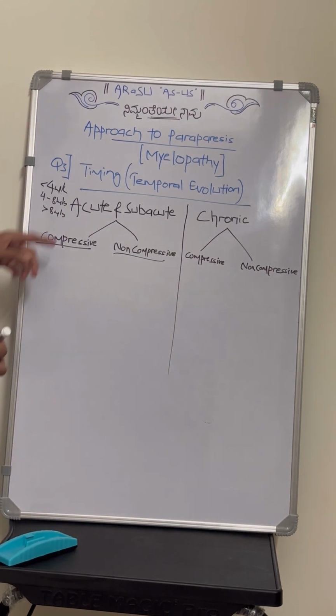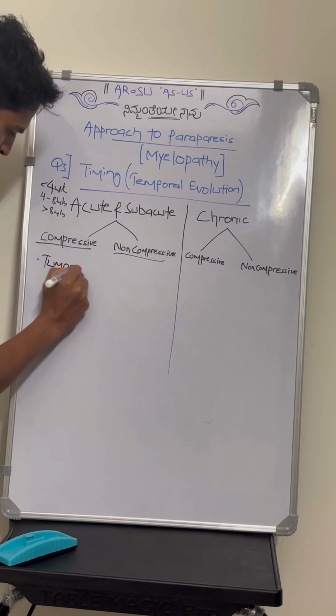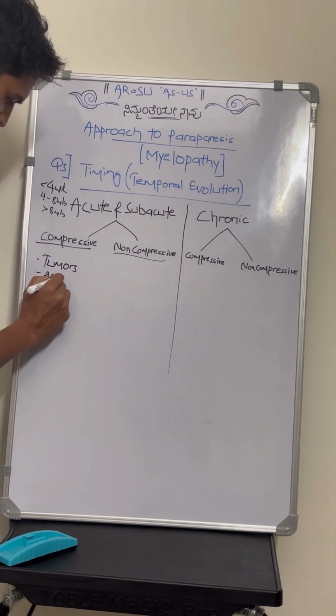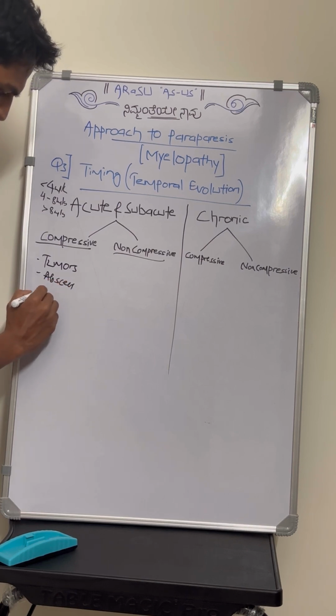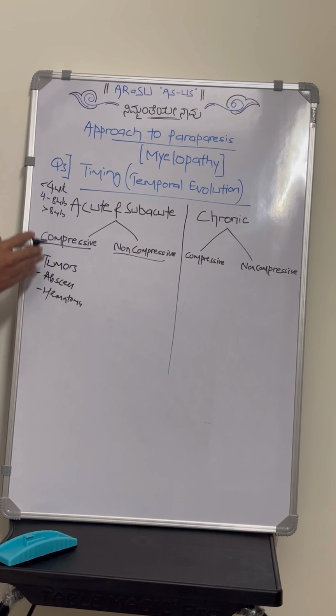So for sudden onset, for example, acute onset, less than 4 weeks, with antecedent symptoms of compression, what might be the reason? We have to remember tumors, especially metastasis to thoracic spine, then any abscess or hematoma. So these are the reasons for acute onset compressive cord lesions.